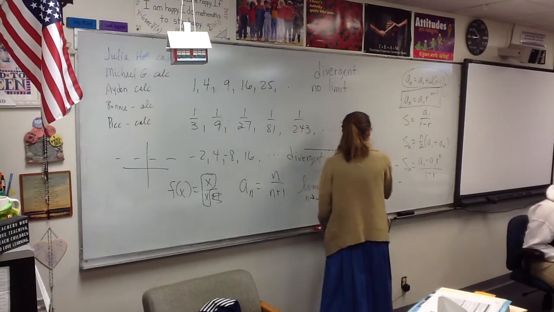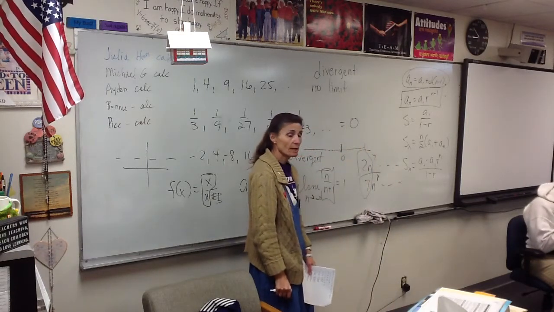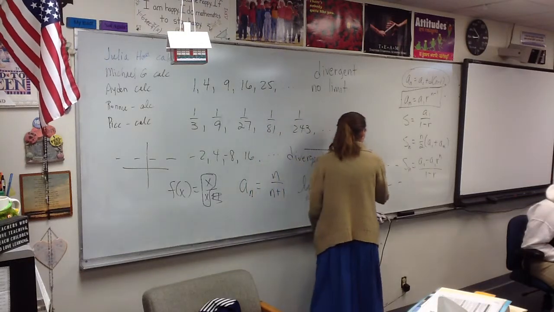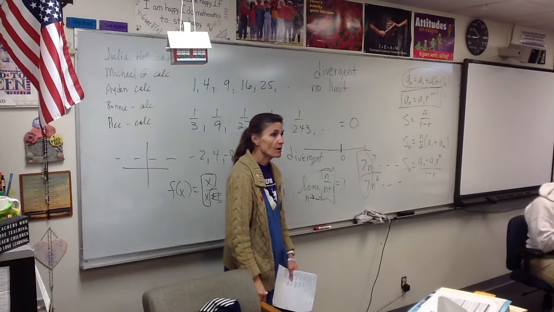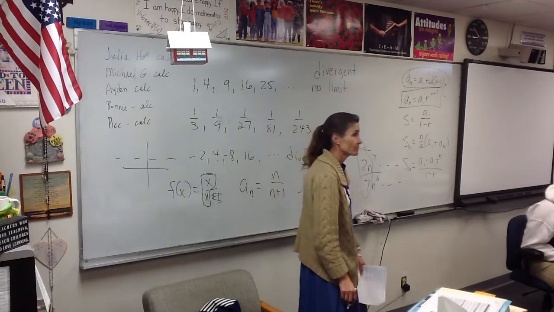If the power on the bottom is bigger, the limit will be 0. If the power on the top is bigger, there will be no limit. Divergent. Period.